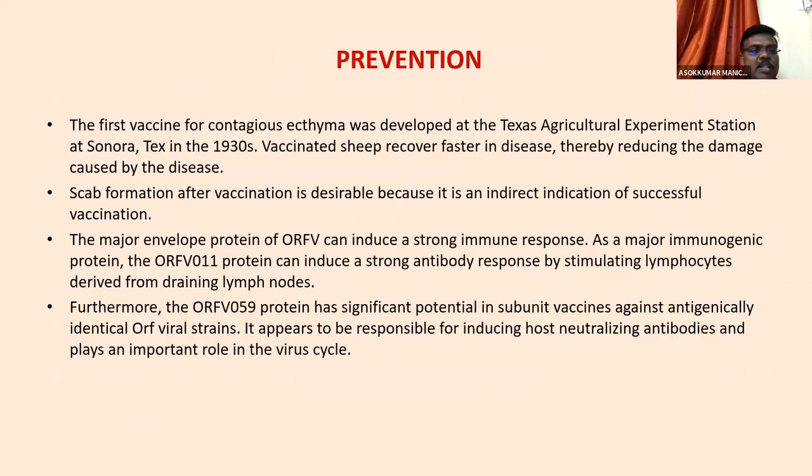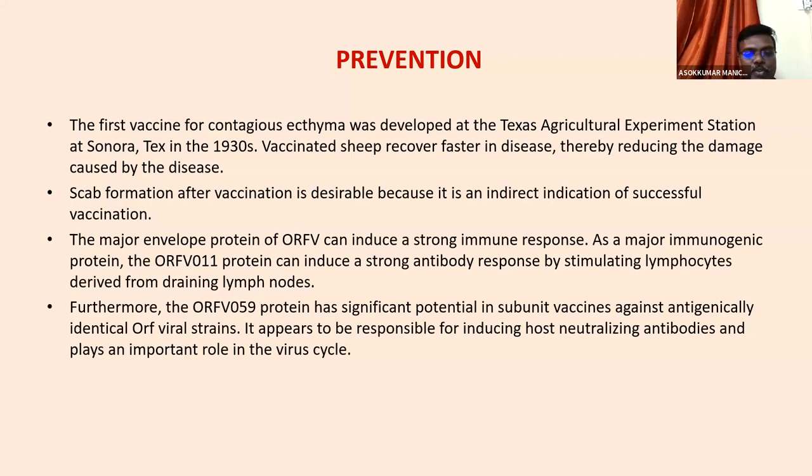Prevention. The first vaccine for contagious ecthyma was developed at the Texas Agricultural Experiment Station in Texas in the 1930s. They vaccinated sheep and found that the vaccinated sheep recovered faster from the disease, and the damage caused by the disease was reduced. Scab formation after vaccination is desirable because it is an indirect indication of successful vaccination.